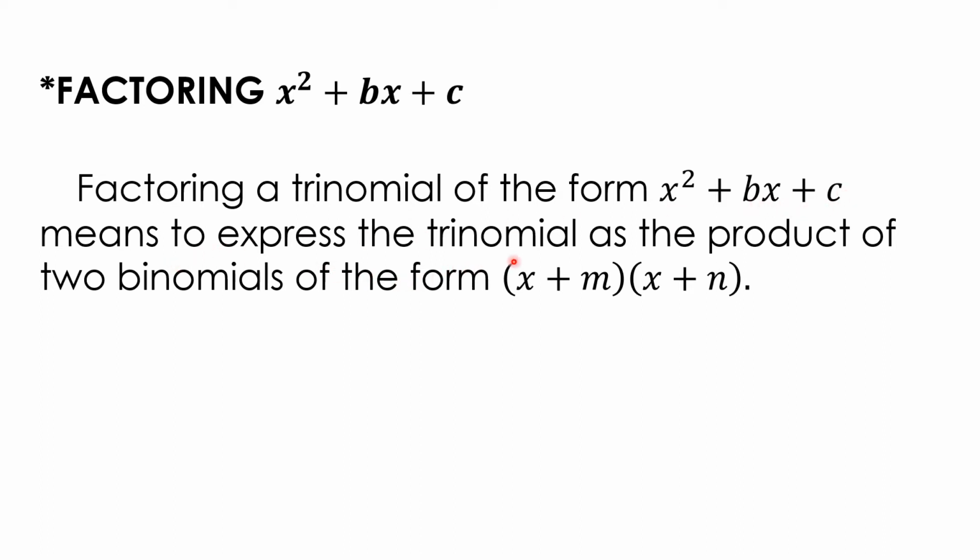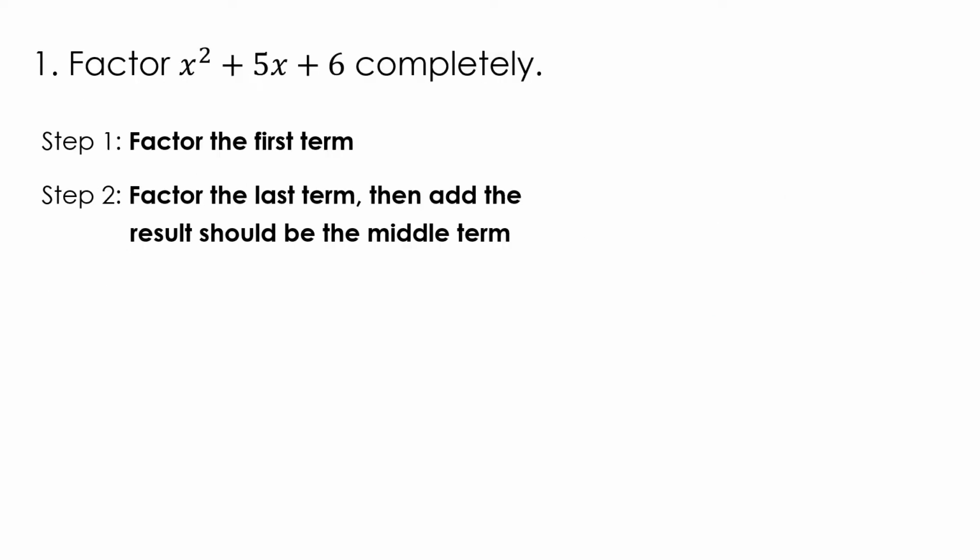Factoring means to express the trinomial as the product of two binomials of the form the quantity of x plus m times the quantity of x plus n. Okay, so we have here an example, factor x squared plus 5x plus 6 completely. For step 1, factor the first term. The factor of x squared is x times x. So we write that here in our parentheses.